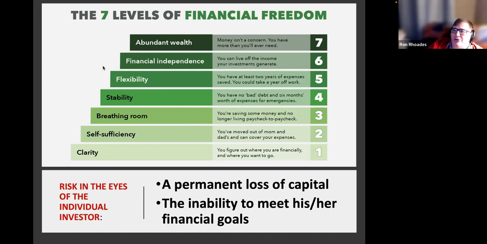This is an interesting chart. One is just you figure out where you're at. Another is you're self-sufficient. You're paying all of your own expenses. Then you've got a little bit of breathing room. You're not living paycheck to paycheck. You've got that 6-month cash reserve. And then maybe you've got no bad debt. All your high interest debt is paid off and you've got that cash reserve.